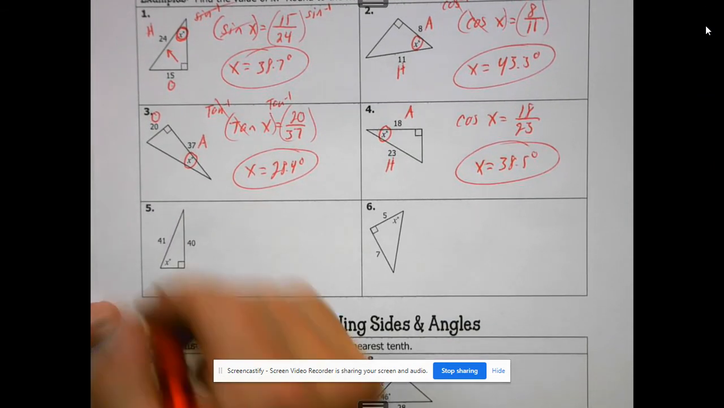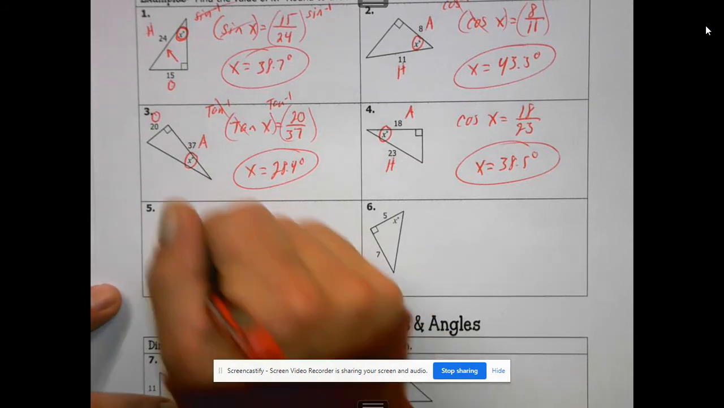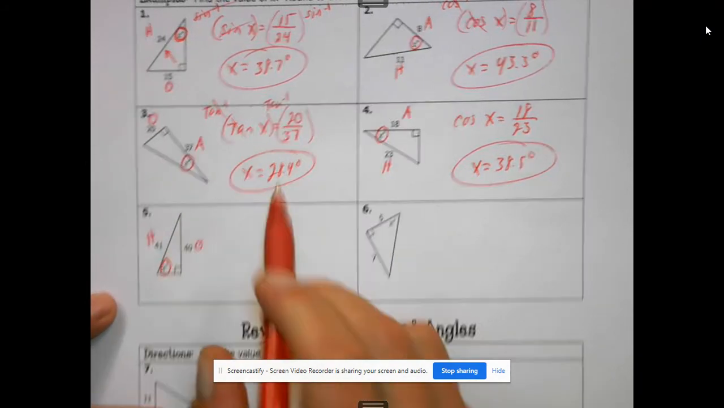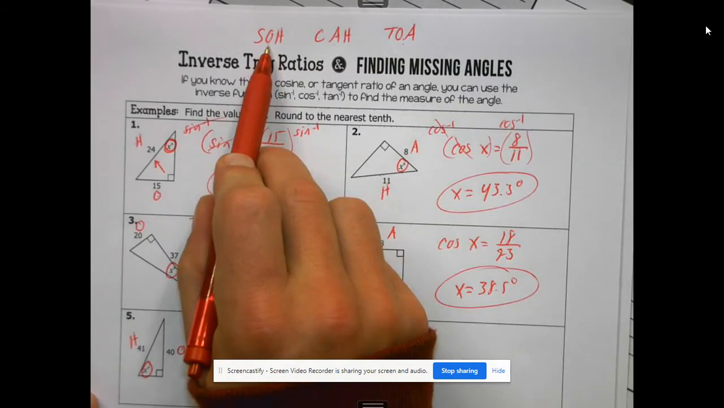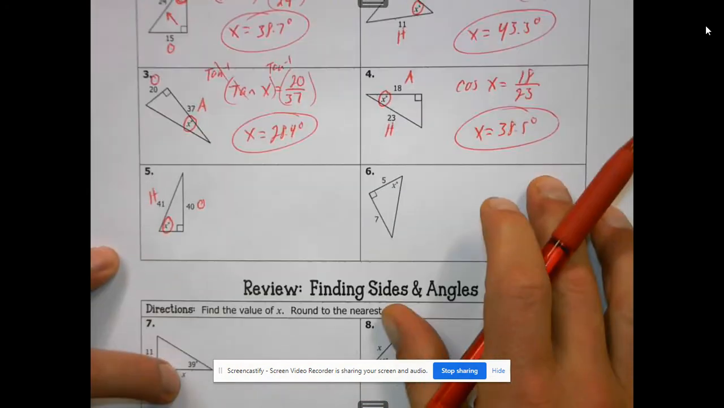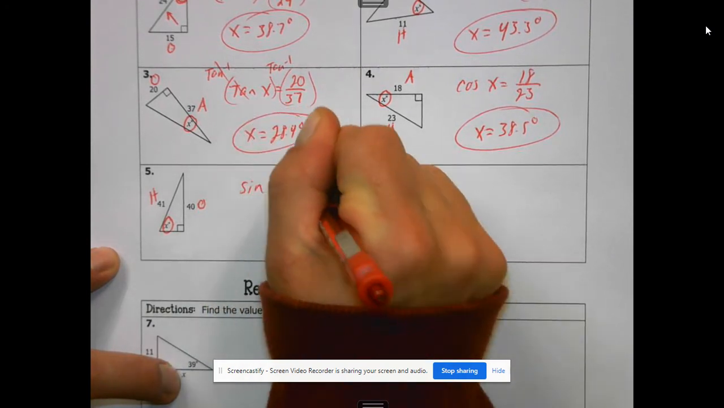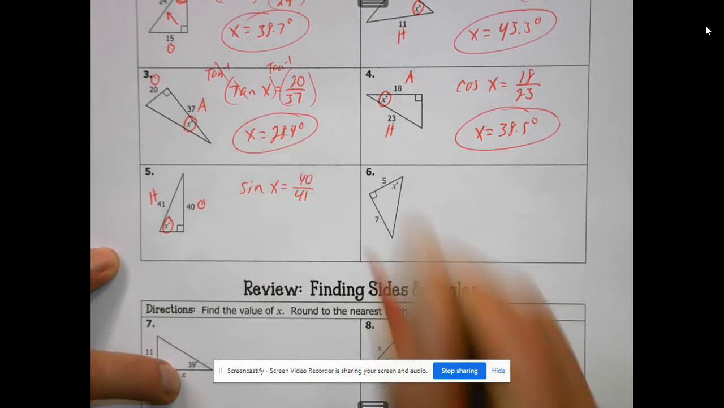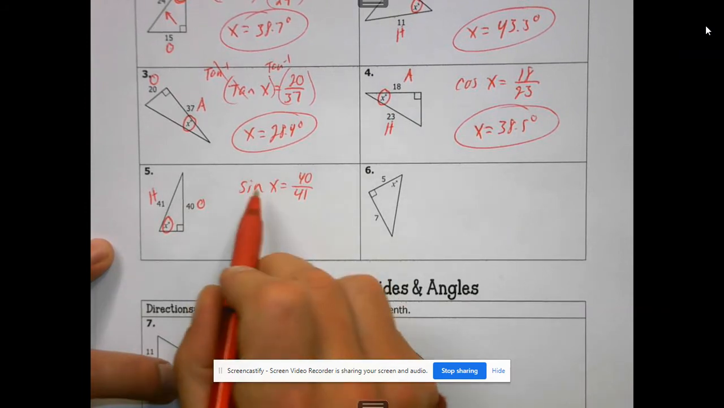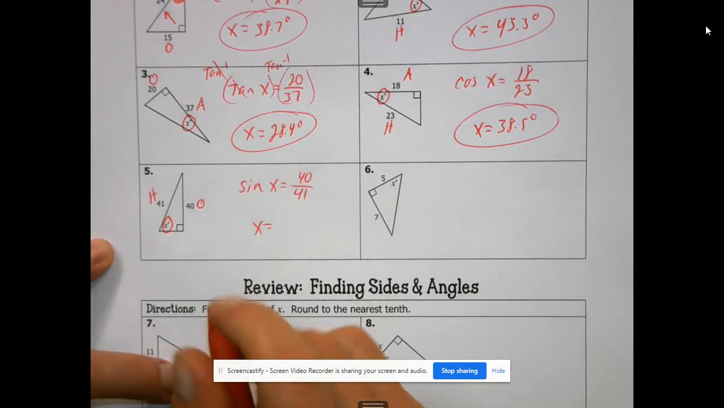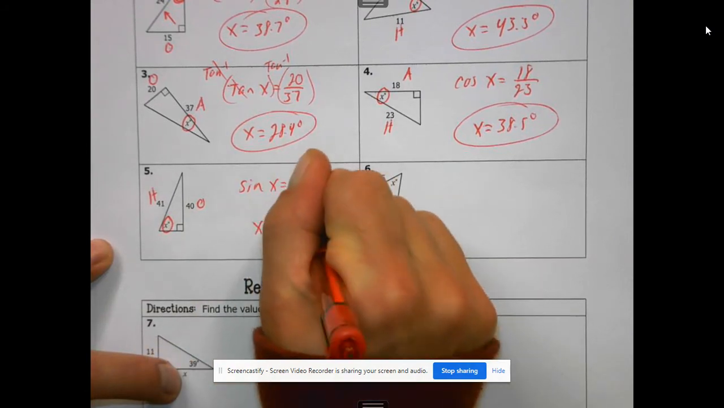Number 5, there's the angle I'm working from. 41's the hypotenuse. Across the triangle is opposite. O and the H, we're going to use sine. Sine of X, opposite 40 over hypotenuse 41. So you type in second sine 40 over 41. If you do that correctly, 77.3 degrees.